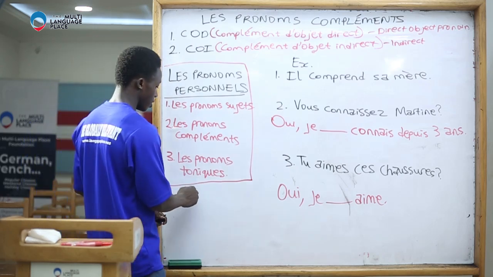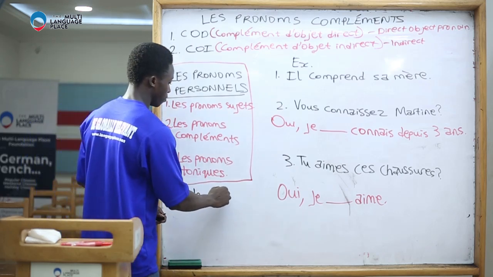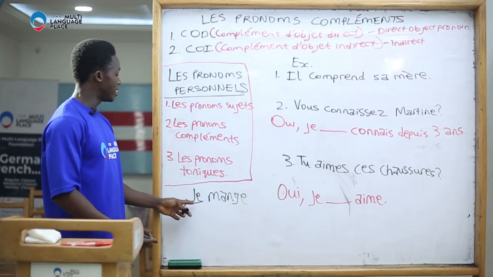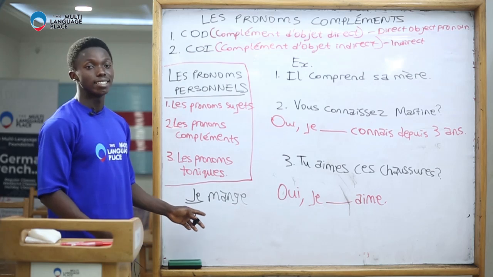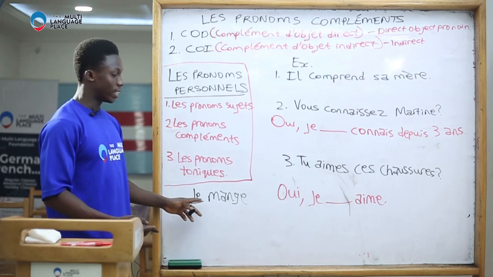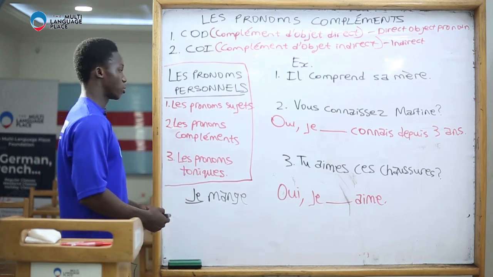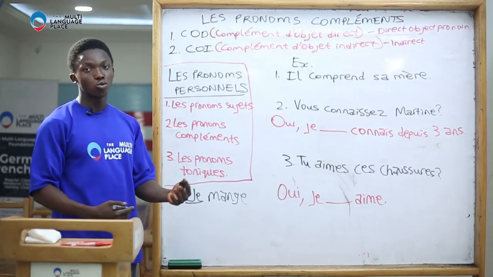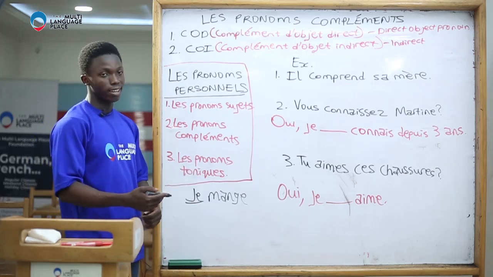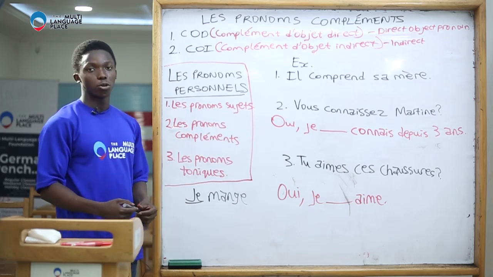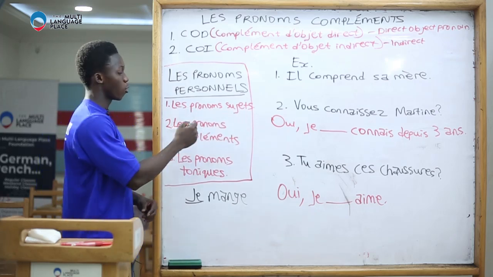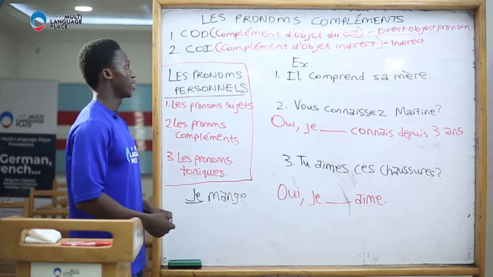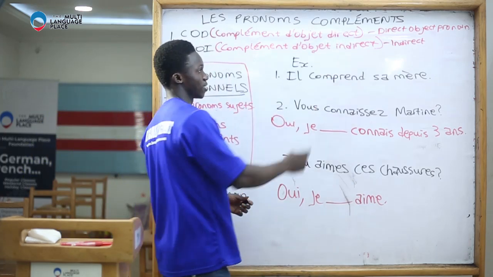For example, if I say je mange, this is a subject pronoun. Any pronoun that starts the sentence is a subject pronoun. Any pronoun that helps to conjugate the verb is a subject pronoun, like je, tu, il, elle, nous, vous, ils, elles. So in this lesson, we will be looking at object pronouns in French. Let's start with direct object pronouns.